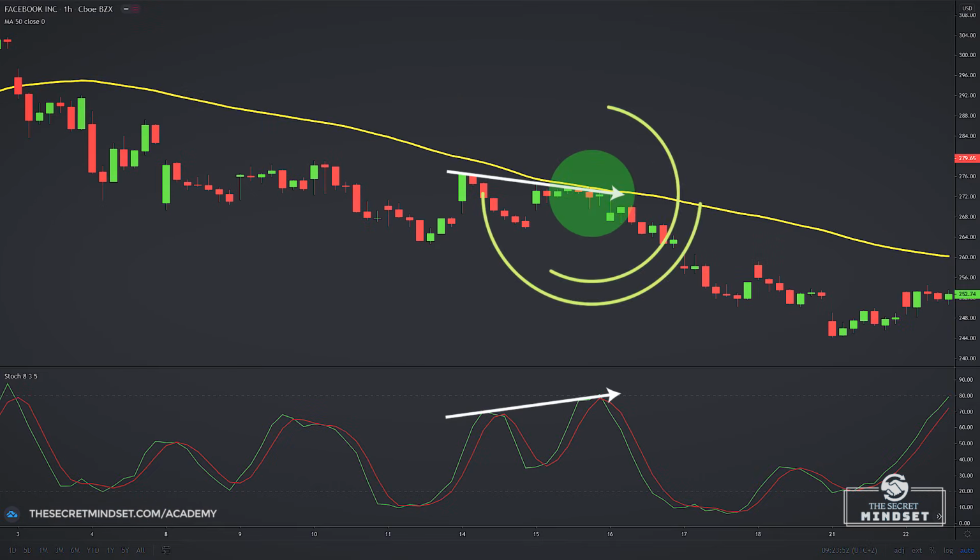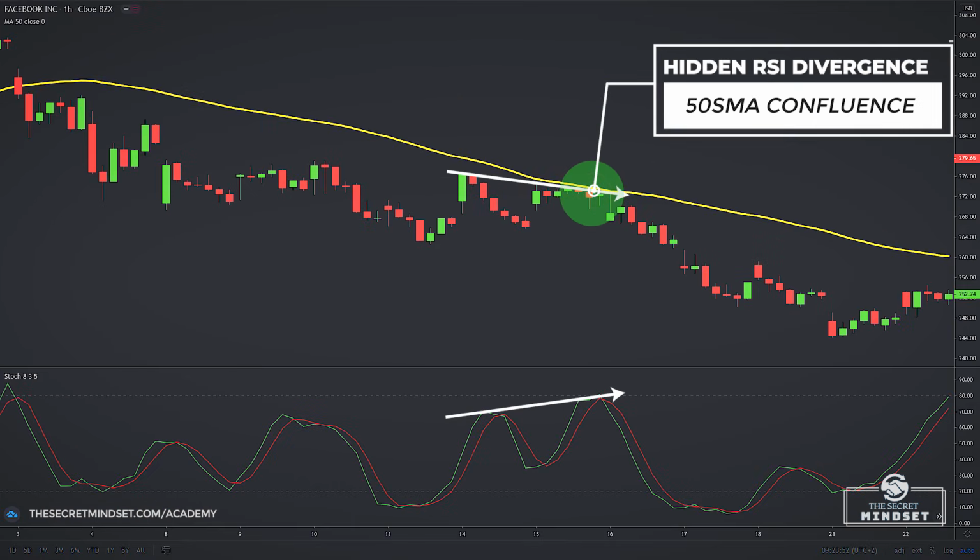Here is another example. When price touched the simple moving average, we have a hidden bearish divergence on the RSI, and the RSI reached overbought area.